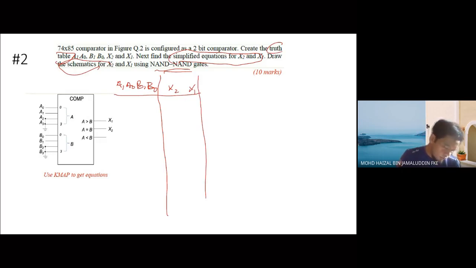So you need to fill out. So when you want to draw the truth table, it's important for you to know how many inputs and how many outputs. So these are 4 inputs and 2 outputs. So let's put the inputs first. You cannot avoid using the truth table.